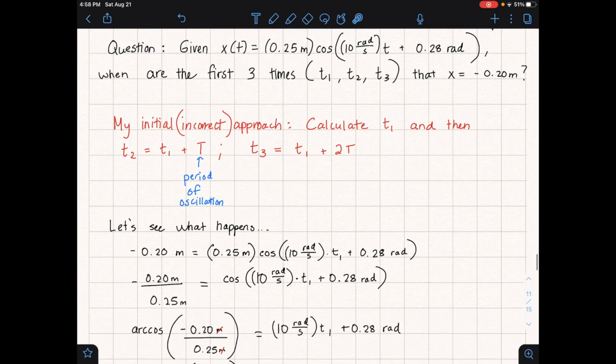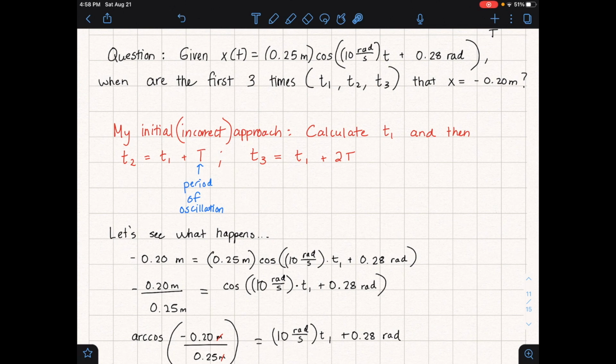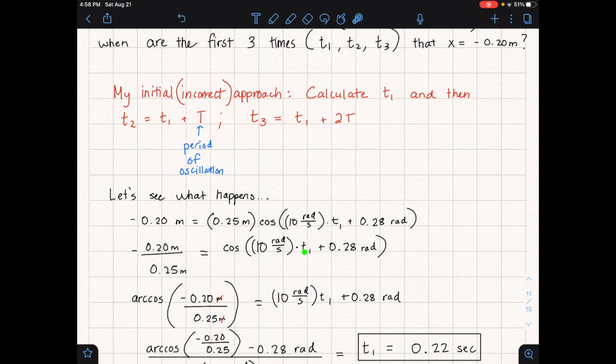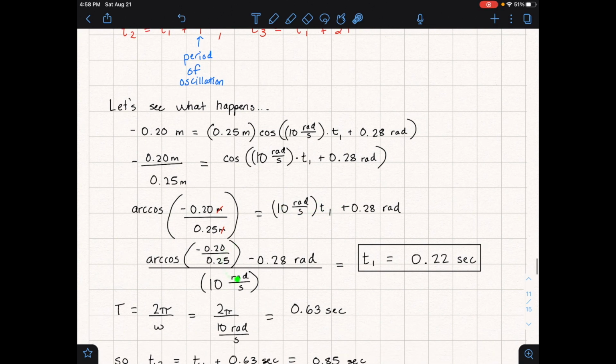What I did effectively was some algebra. I essentially solved for t1 because I have everything I need. I know that the position I'm solving for is negative 0.20 meters, and I just write down the equation I start with here, the position equation, and try to solve for t1. I do a bunch of algebra here, and you can see that I'm using units just to keep them straight in my mind, so I know what mode my calculator should be in. I'm effectively trying to isolate t1 here. With this algebraic process, I found that t1 is equal to 0.22 seconds.